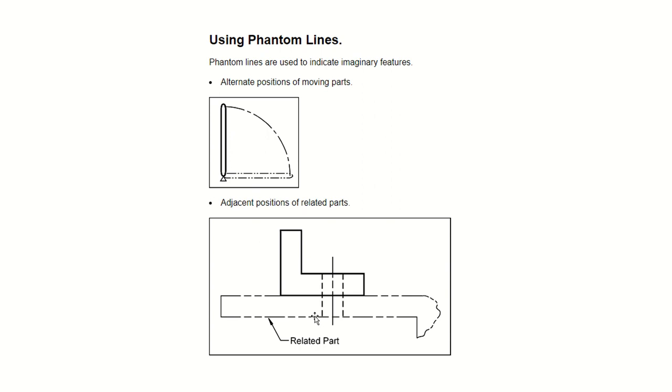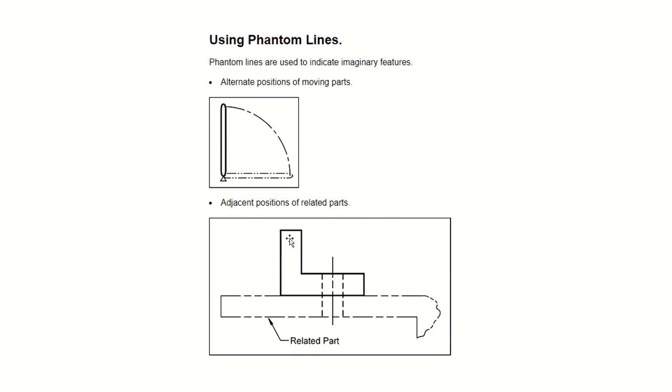Adjacent position of your related parts. So here is your first part, and that is a related part, which is under the object of interest, which is our 3D object. But then there's a related part mated to the 3D object that we're studying.